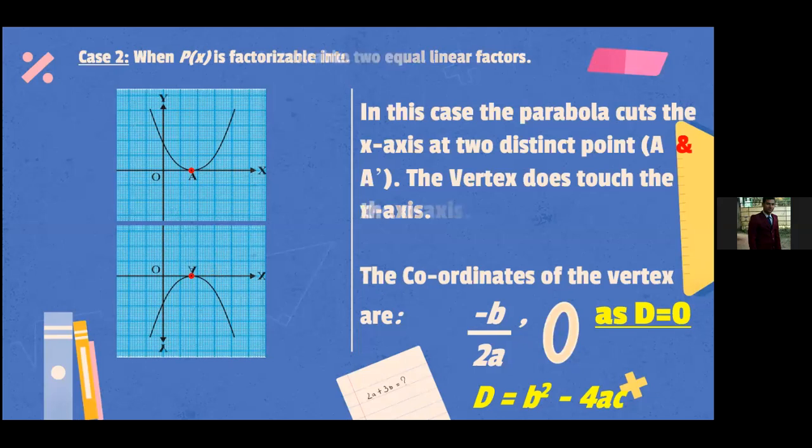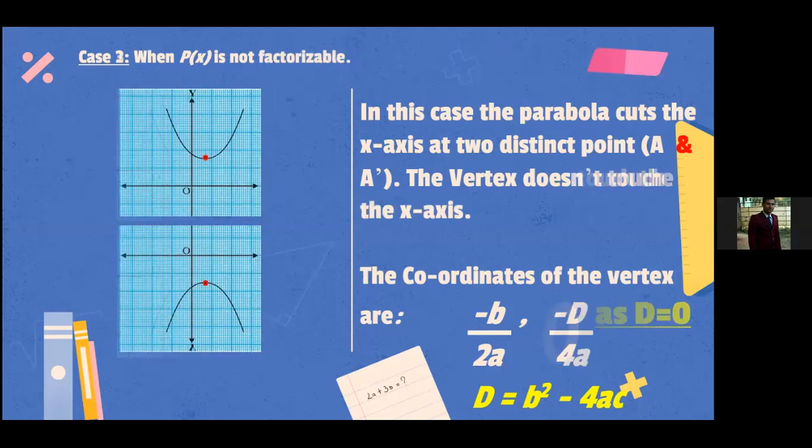Let us proceed to case 3, which is the final slide. We have taken a polynomial which doesn't have any zero, or which is not factorizable into linear polynomials. Still, we can find the vertex of the parabola by the same formula, that is minus b by 2a and minus d by 4a.